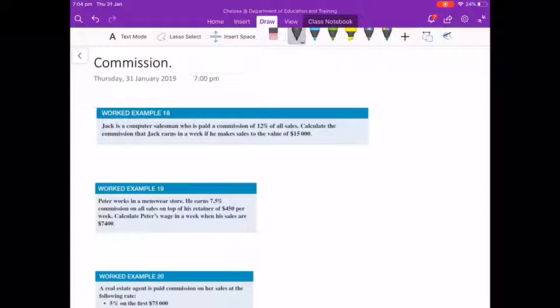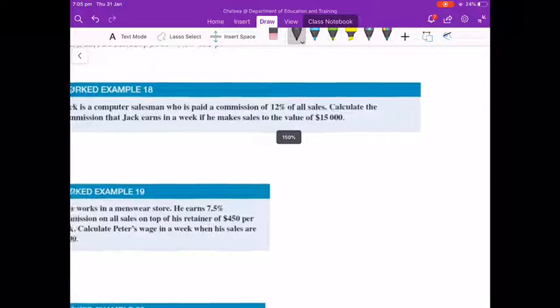Today we're looking at commission. Now, people who get paid commission usually work in sales, and this is where they get a percentage of their sales as their earnings. In addition to this, some people will also receive a retainer, and a retainer is a fixed amount that you get perhaps every week, fortnight, month, that is separate from your sales. I'm going to take you through some worked examples now.